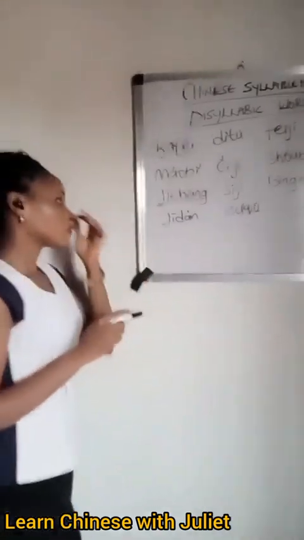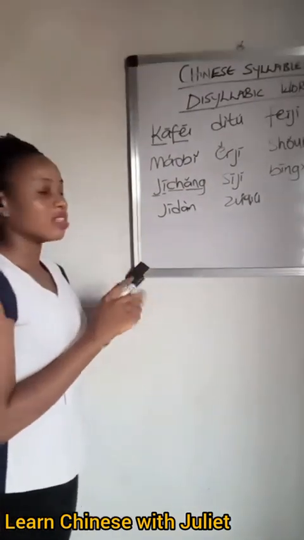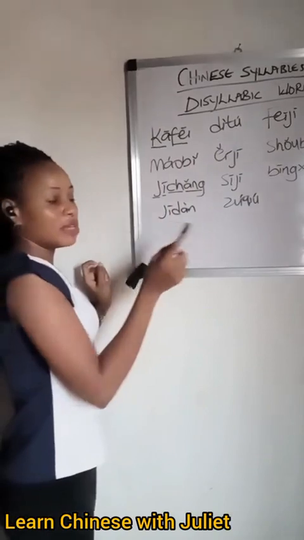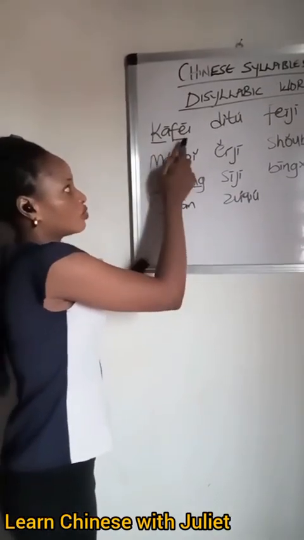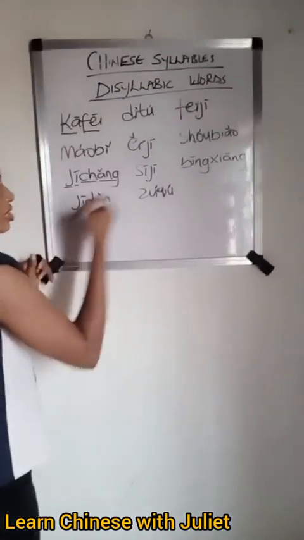Like I said, one syllable represents one character. So we have two syllables. Definitely we'll be having two syllables. One for this, one for this. Now let's use siji as an example. Now I want to write the siji characters.